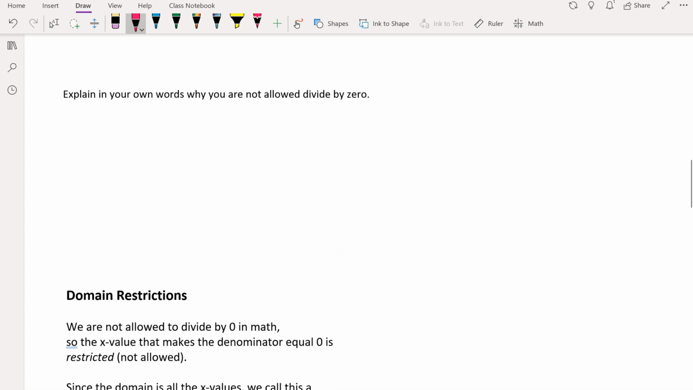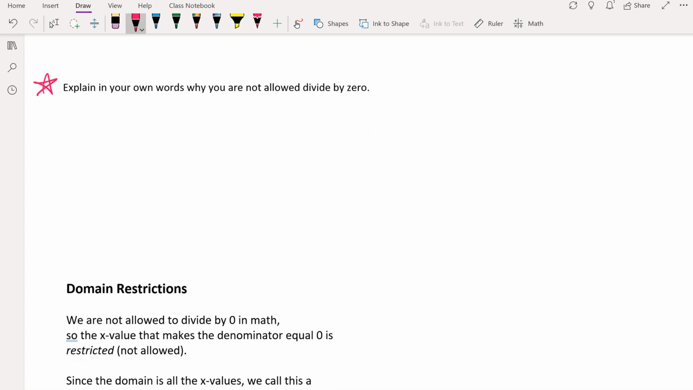All right, explain in your own words. Explain in your own words, why are you not allowed to divide by 0? Go.